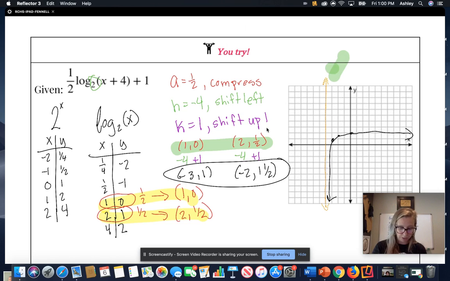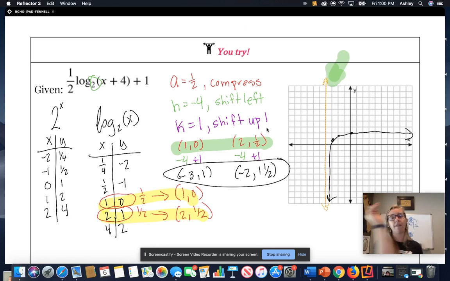Again, always want to redraw our asymptote, which has shifted to the left 4. Again, your asymptote is going to shift based on your H value because the mother is at x = 0. So as we shift our function left and right, our asymptote shifts exactly the same.